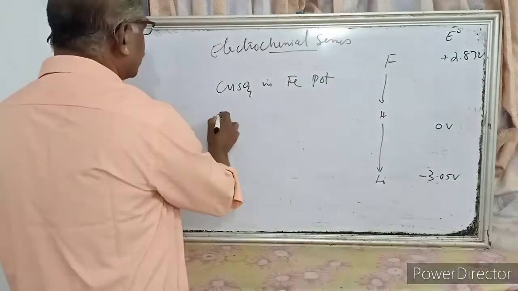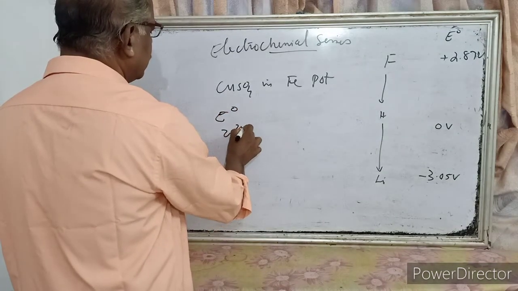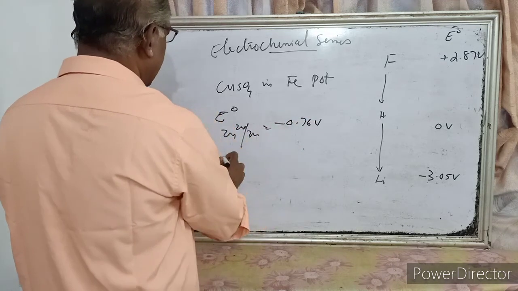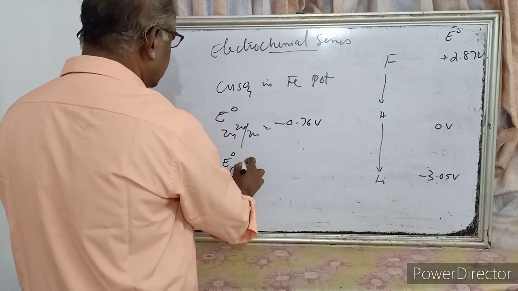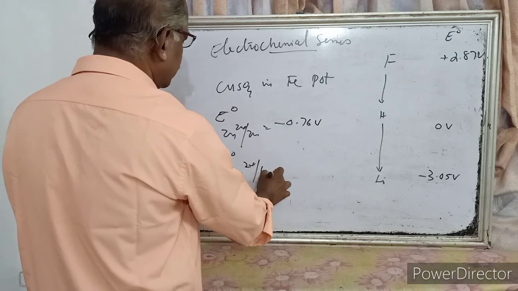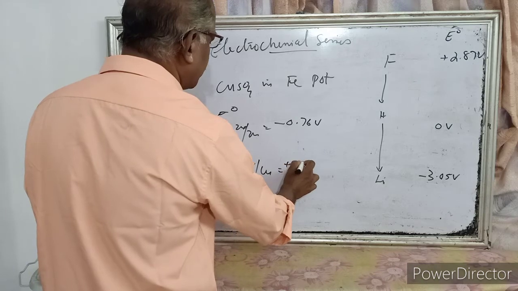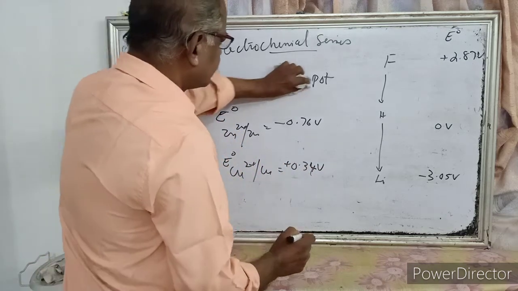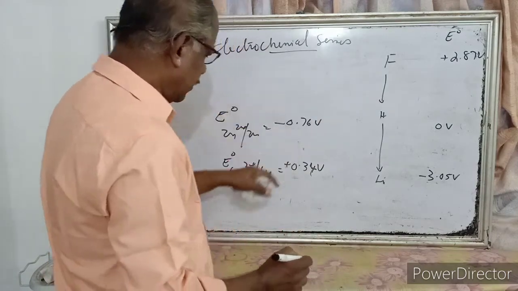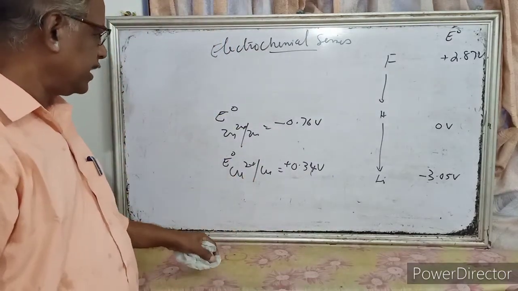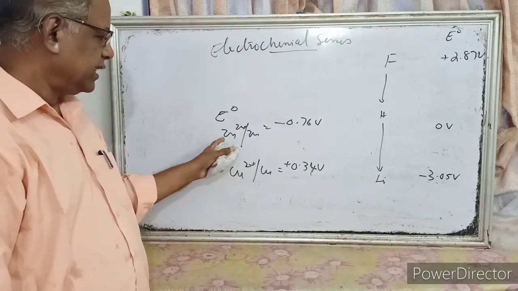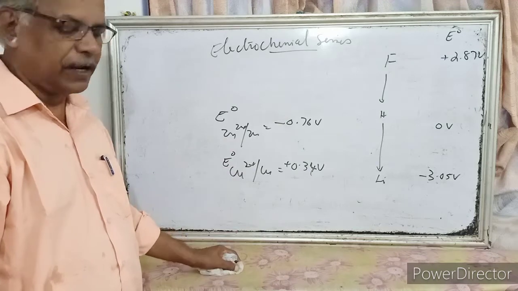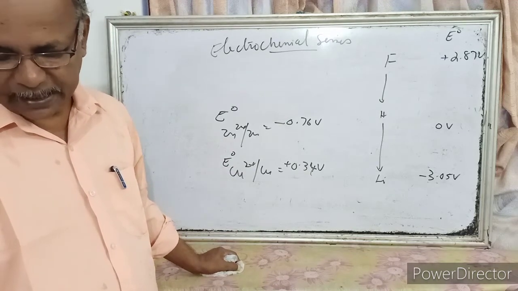Similarly, the E0 for Zn2+/Zn is minus 0.76 volt, and E0 for Cu2+/Cu is plus 0.34 volt. That is, you cannot prepare copper sulfate solution in a zinc pot because E0 of zinc is lower than that of copper, so zinc displaces copper from copper sulfate solution.